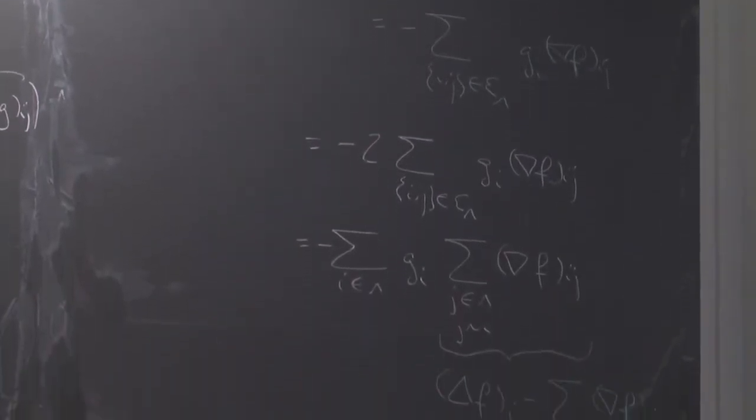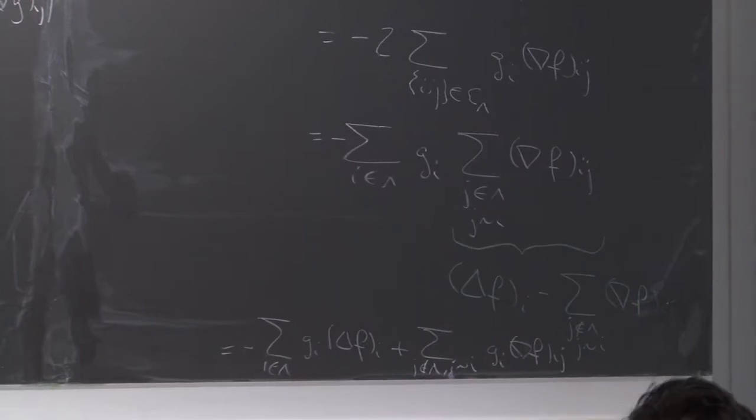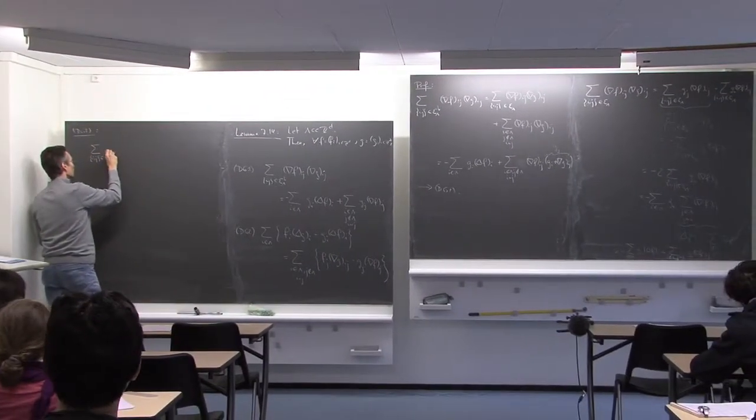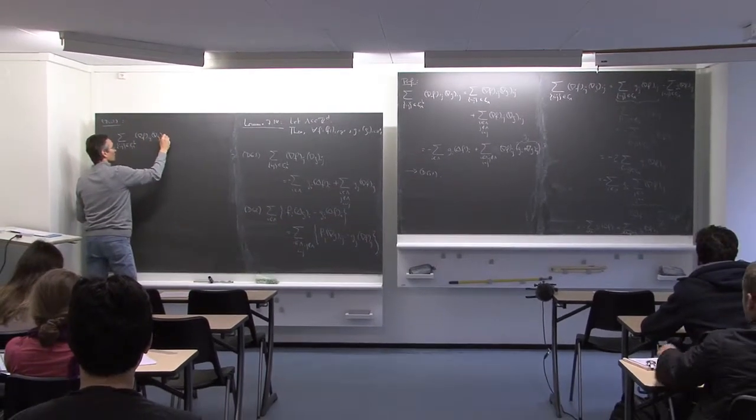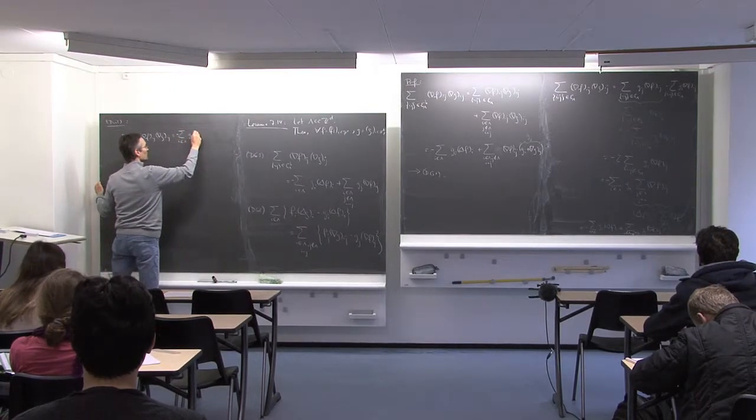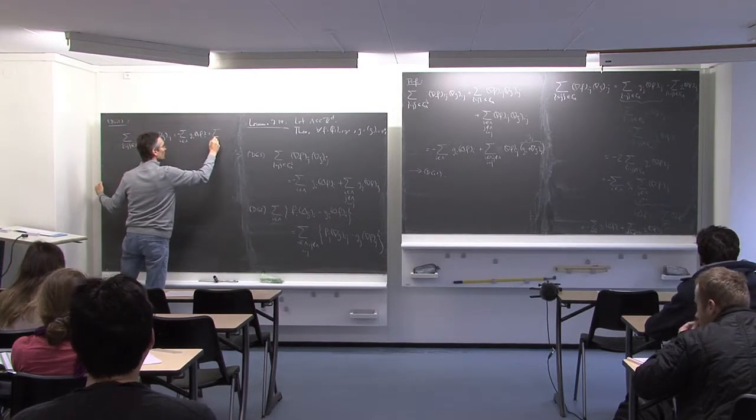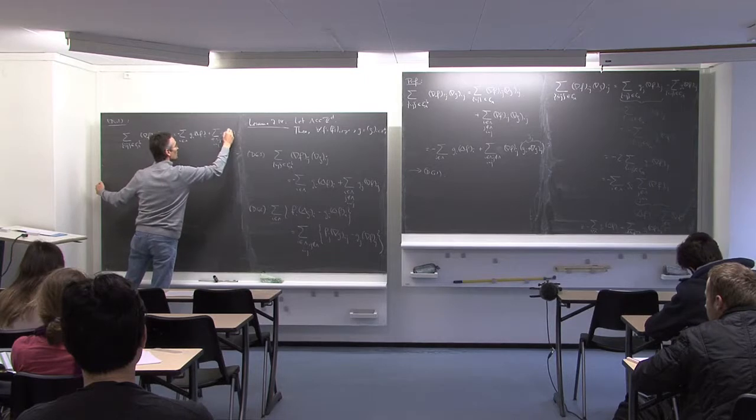Let's move to the second one. Well, what you do is that you take the first. So what does the first discrete Green identity tell you? It tells you that the sum over all ij in E_Λ^b of gradient f_ij gradient g_ij is just minus the sum over all i in Λ of g_i Laplacian f_i, plus this boundary term: the sum over i in Λ, j not in Λ, i neighboring j, of g_j gradient f_ij.